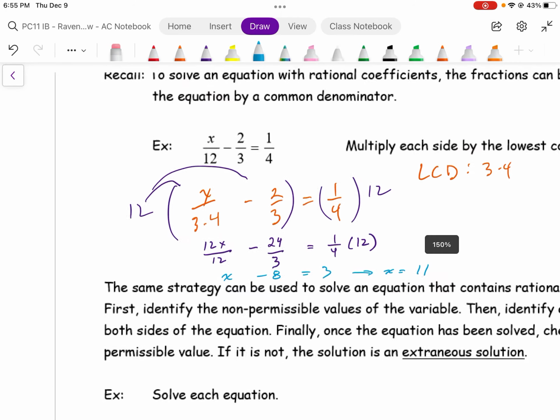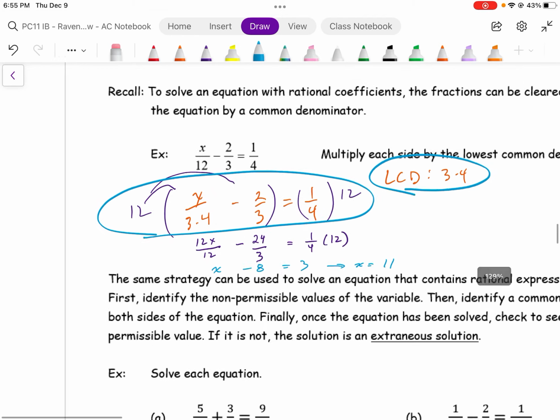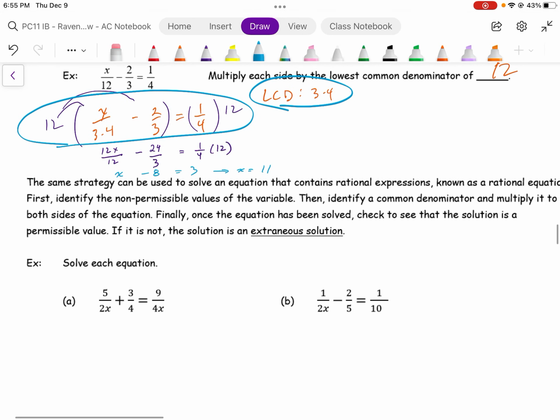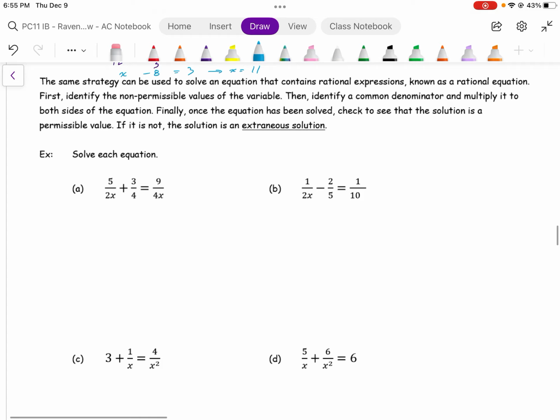Now, the point I want to drive home here is that when you multiply by your lowest common denominator, you get rid of any denominators that are there. So the same strategy can be used for rational equations. But first we need to identify the non-permissible values. Non-permissible values are when your denominator is equal to 0. Then we're going to identify a common denominator and multiply both sides of the equation. And then, like before, we may check for extraneous solutions, false solutions.